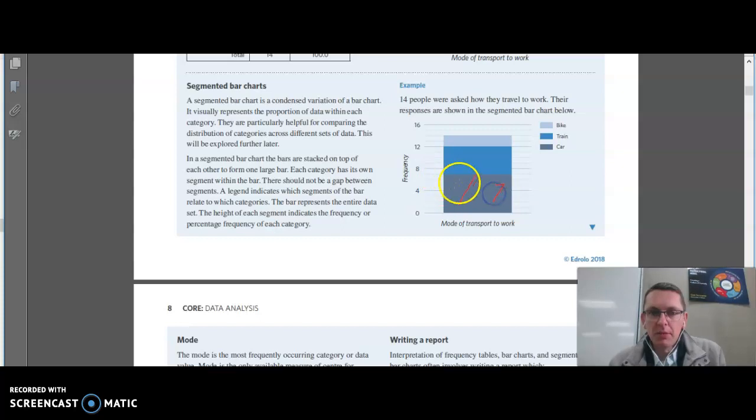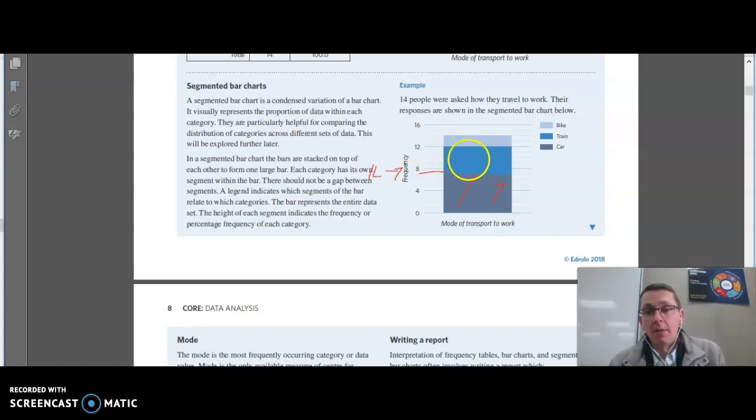Now, what some people do wrong is they might go, train, oh, train has 12, because they just read off the top. But it doesn't. It starts at 7. So the train actually starts here at 7, so it goes from 7 to 12. So 12 take away 7 is actually going to be 5. And that's how we need to calculate that one there.